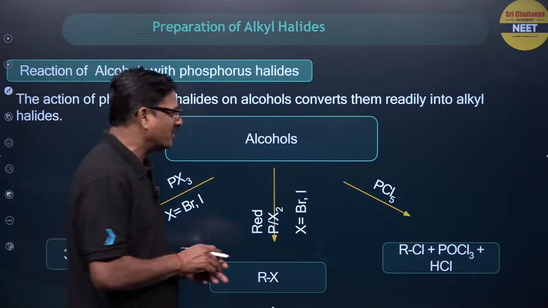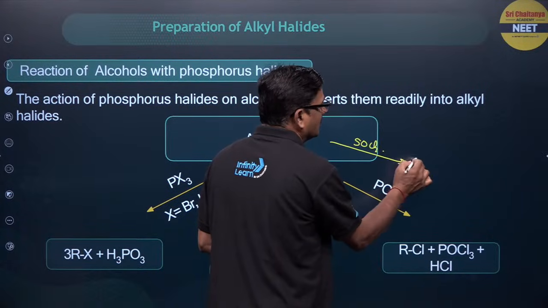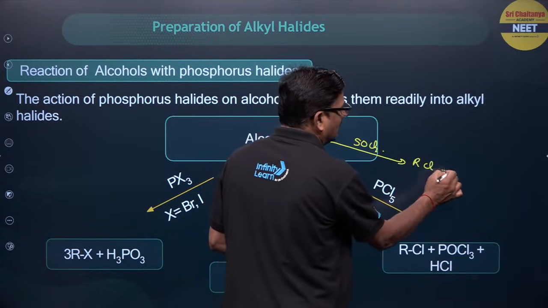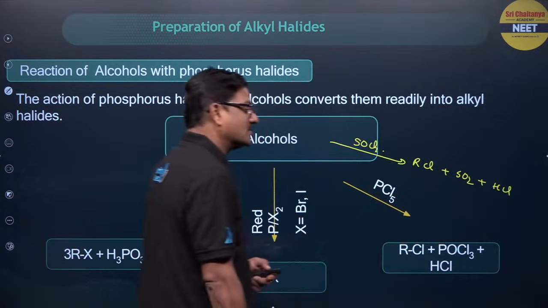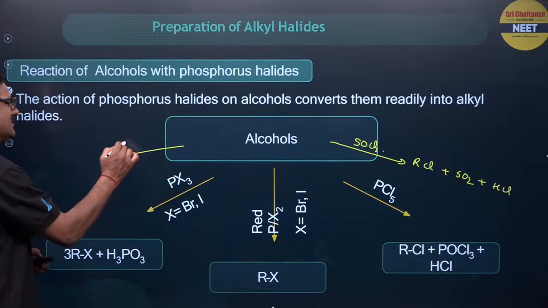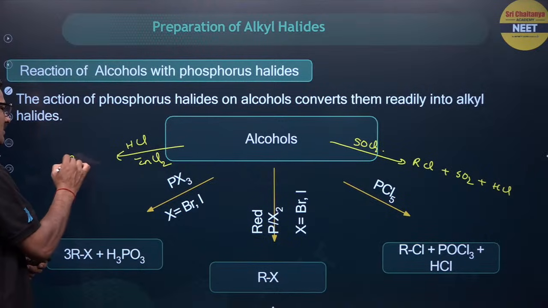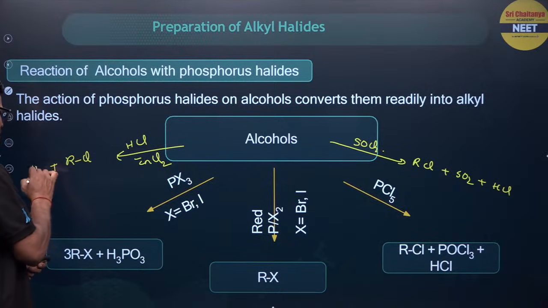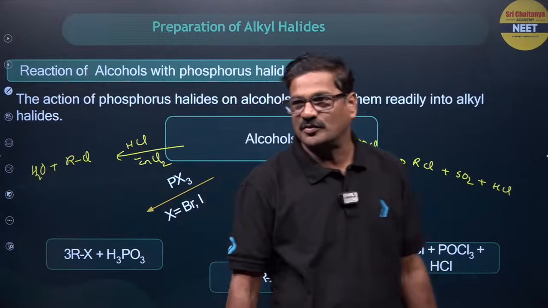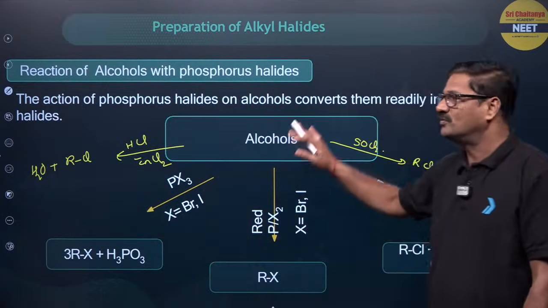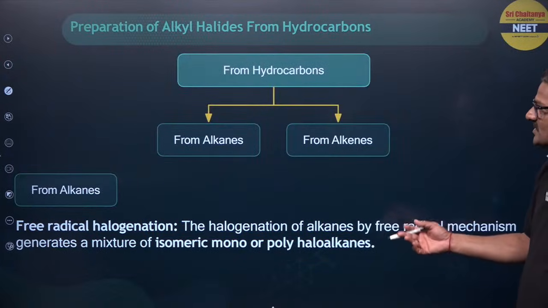But you can also prepare it from SOCl2, which gives rise to alkyl chloride, and SO2 and HCl. You can also prepare from HCl and zinc chloride, okay, you are going to get RCl plus H2O. So make a cheat sheet like this by yourself, so that you are going to see so many reactions like this. Reaction with thionyl chloride we discussed.